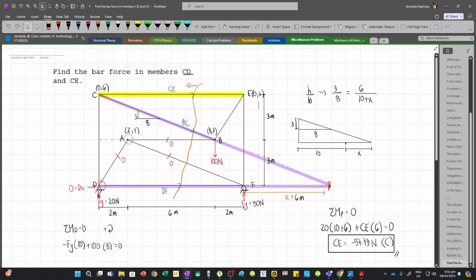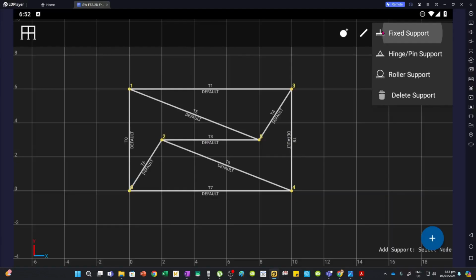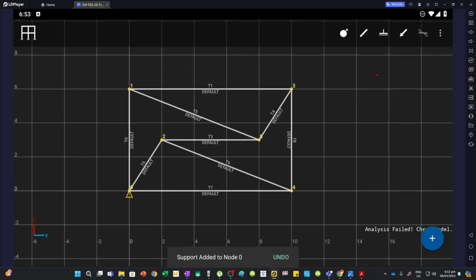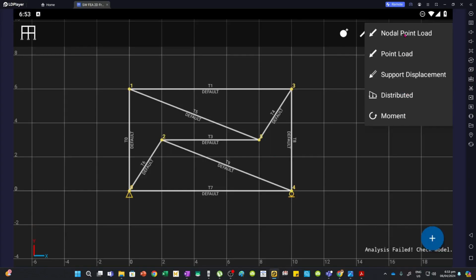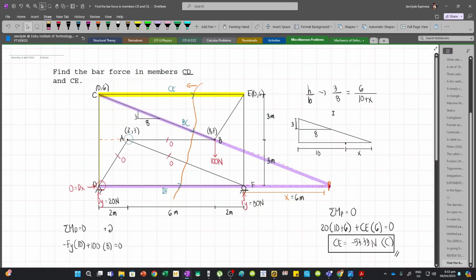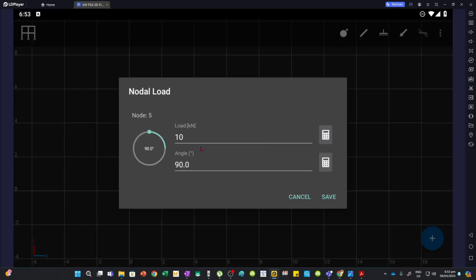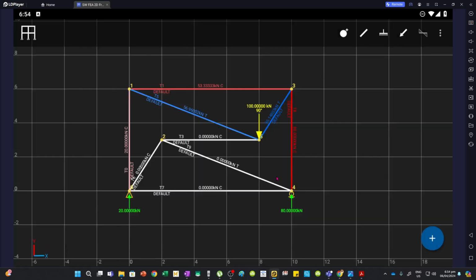And then we have a hinge support here, and then a roller here. So let's add the supports. This is hinged, and we have a roller support here. And then let's add the load, which is 100 newtons. So press nodal point load. Let's apply it here. Notice that our load is in kN. However, that will not matter, because we are only looking for the forces. So let's just make this 100, and then the forces will show up.